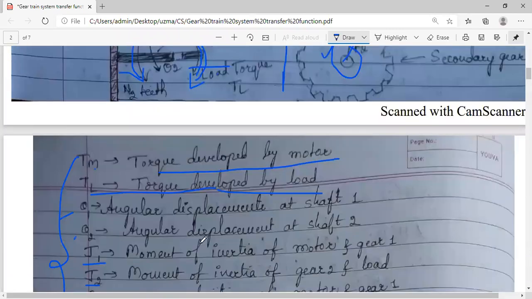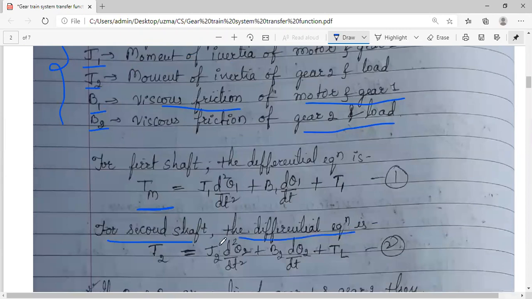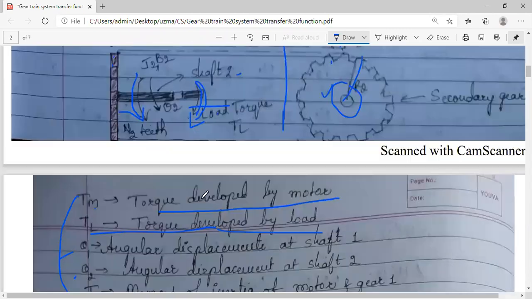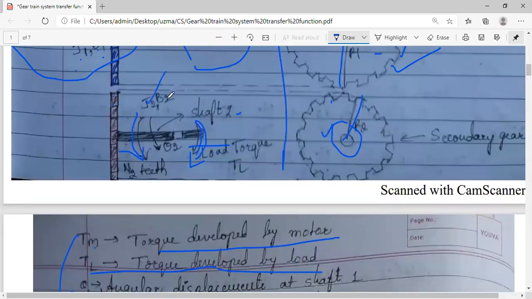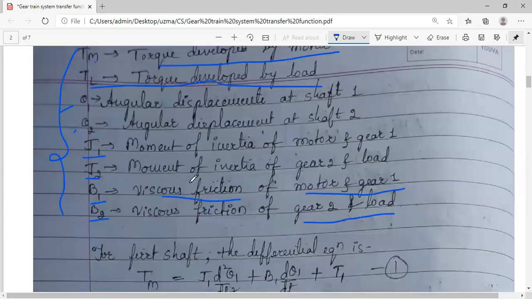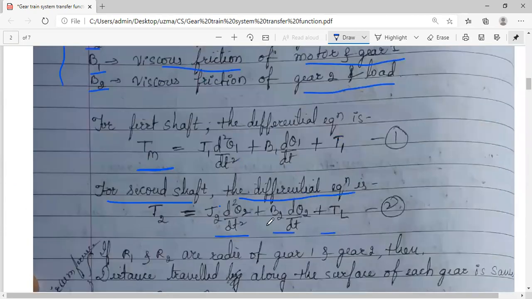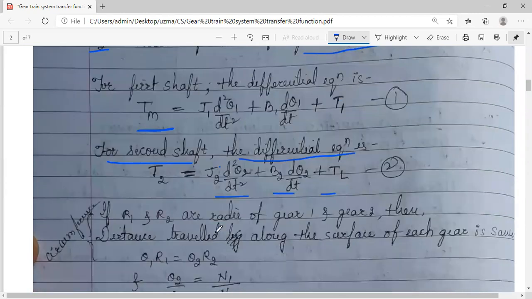T1 and T2. So that T2 will be equal to J2. You can see for the second shaft, you have J2, you have B2, and you have TL. So ये जो torque होगा, this is equivalent to opposing these three, TL, TB, and TJ. Okay, so equation 1 and 2.